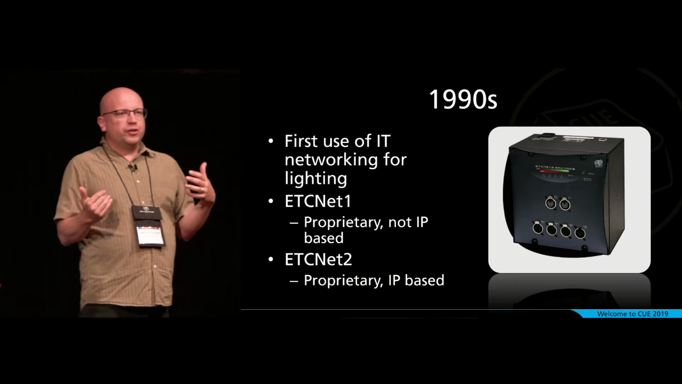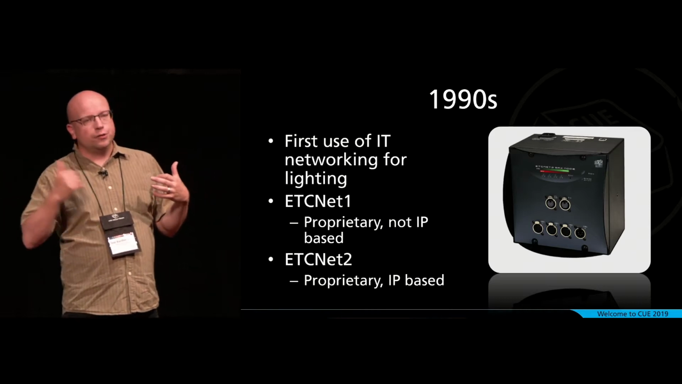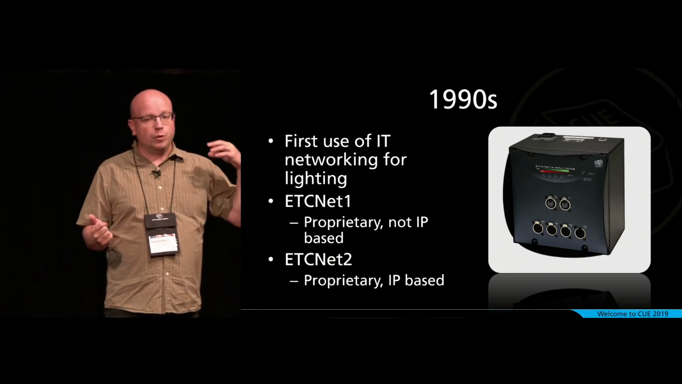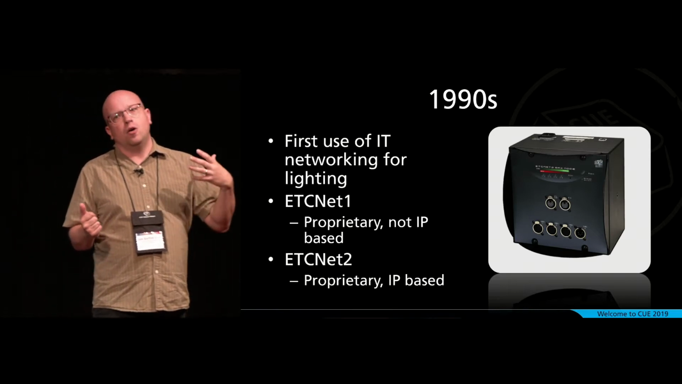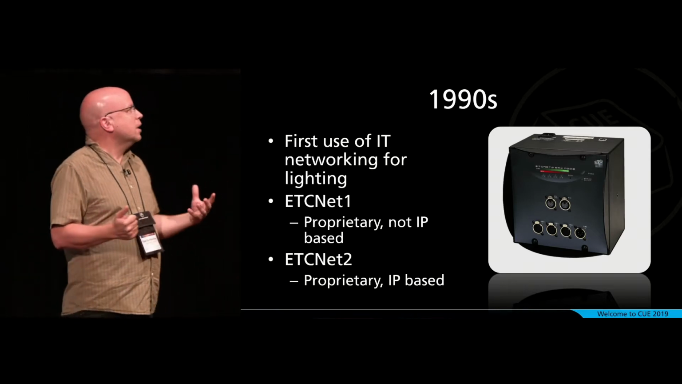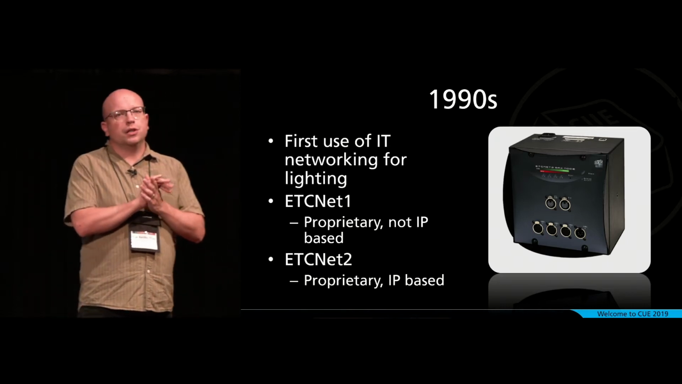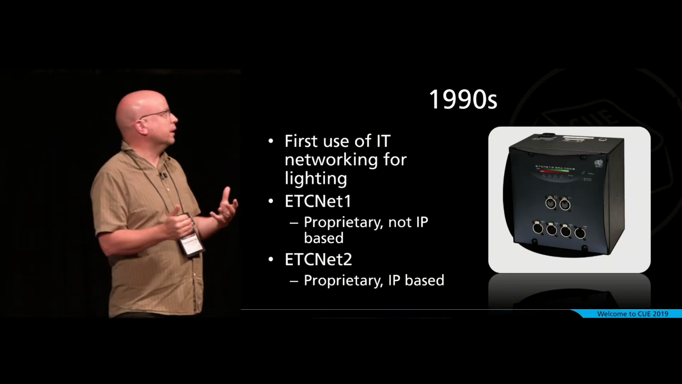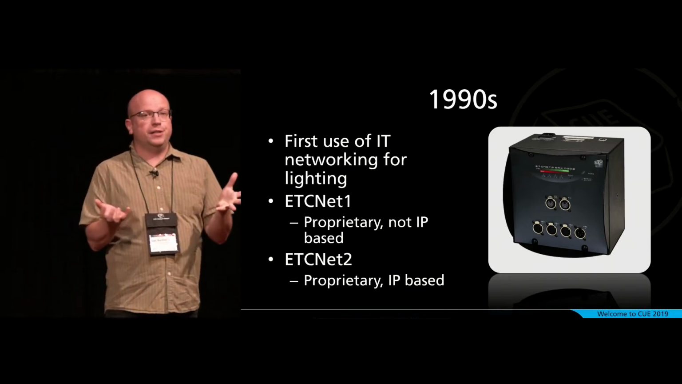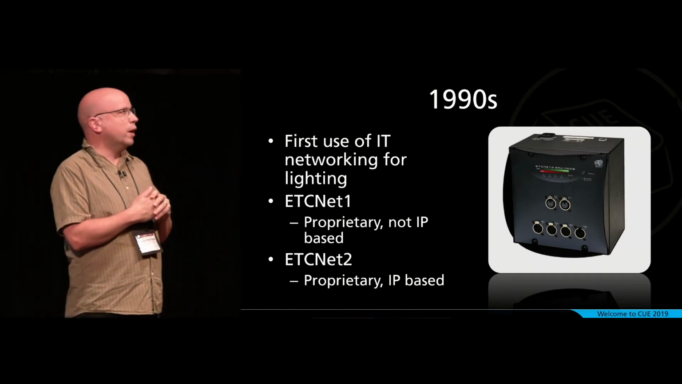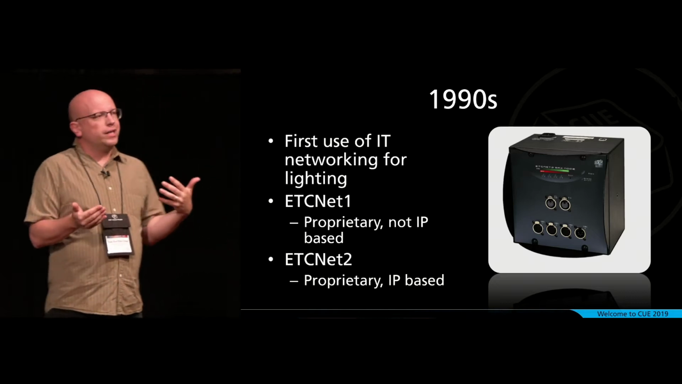So there were some obvious parallels going on here. In the IT industry, they wanted to get lots of data around the place. In the lighting industry, we wanted to get lots of data around the place, and we were beginning to run into the limits of DMX. So in the 1990s, ETC was one of the first companies to start using computer networking for lighting. We started out with what was just called ETCNet back then, or ETCNet1, which was a totally proprietary system. And it didn't do very much.